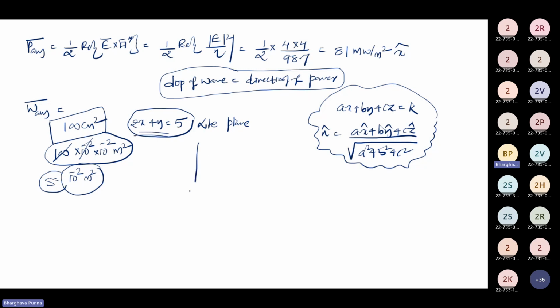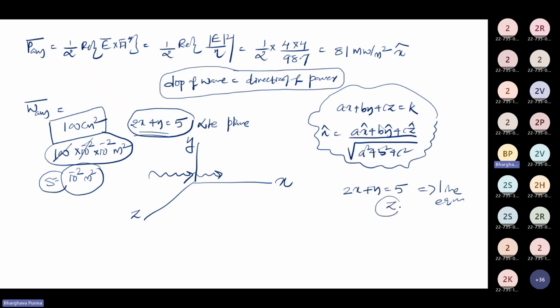Now if you see diagrammatically, assume this is the x direction, this is y, this is z. So the wave is propagating in the x direction, but how is the plane there? They have given the plane equation 2x plus y is equal to 5. Here people will get a lot of confusion. So see carefully, 2x plus y is equal to 5. By seeing this one, people will tell it is a line equation. But as an EMT student, you should say here the z component is not there. So the z value you have to take from minus infinity to plus infinity. So it is a line, but for all the values of z, if you consider, it is a plane only.